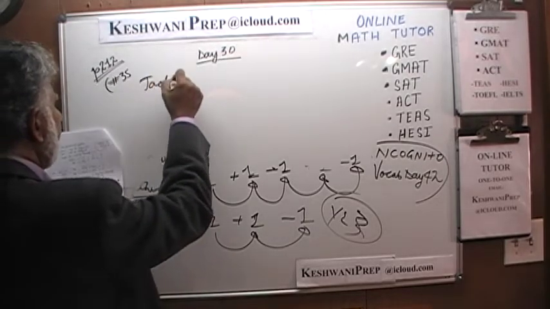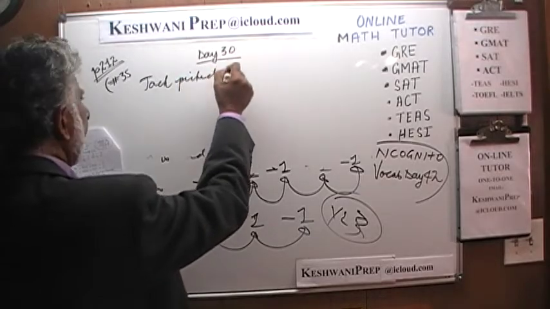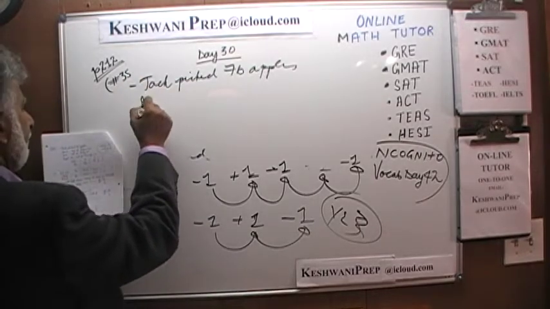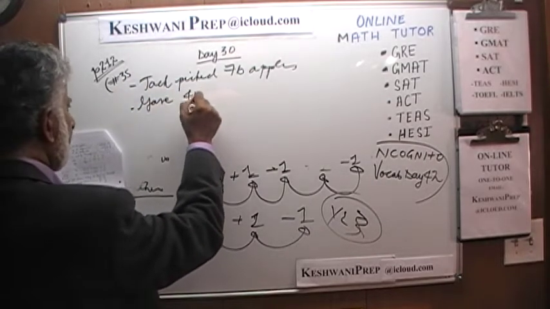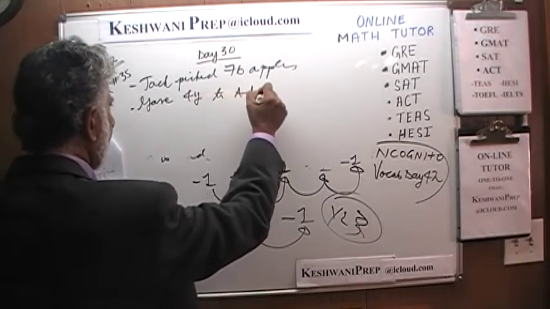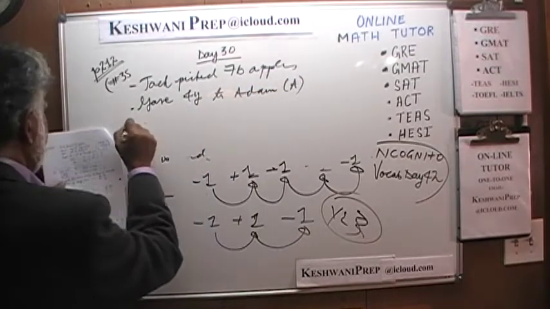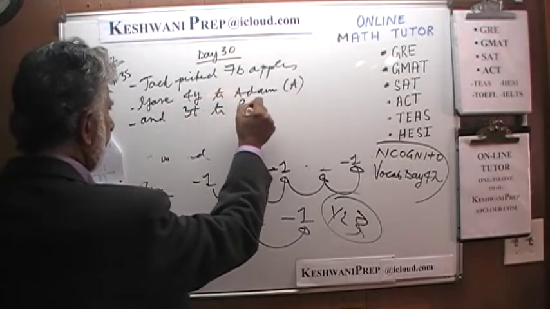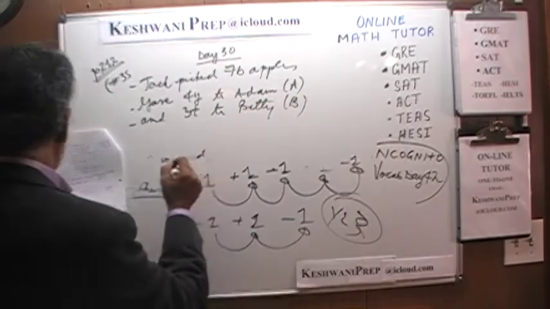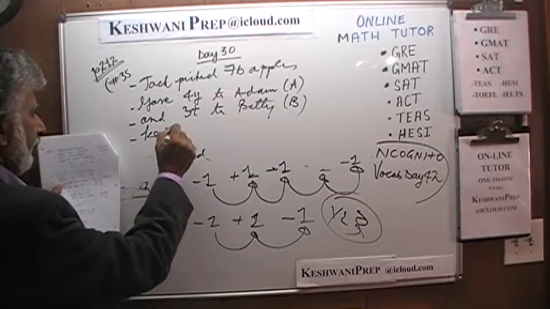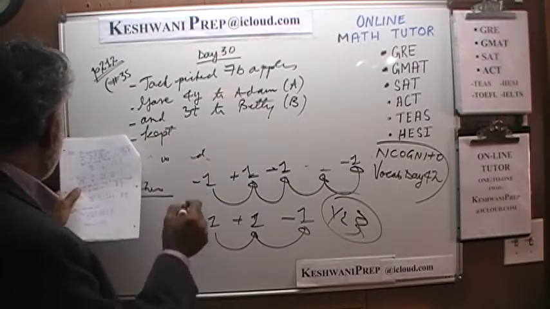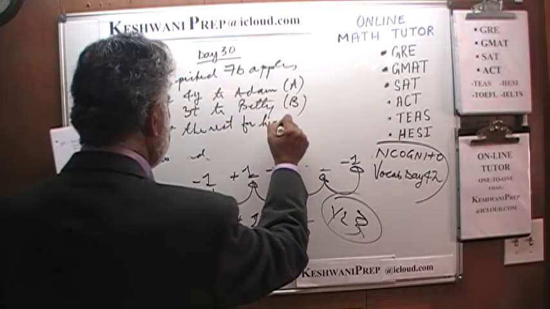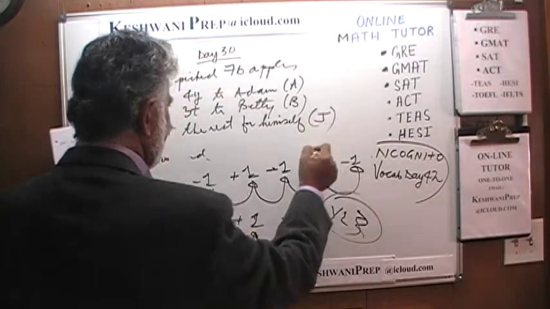Number 352 says Jack picked 76 apples. They're going to tell us that he gave 4y to Adam. We're going to use A for Adam, and 3t to Betty, B. And then they're going to tell us that he kept the rest of the apples for himself, for which we will use the letter J.